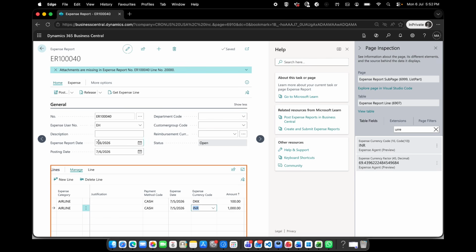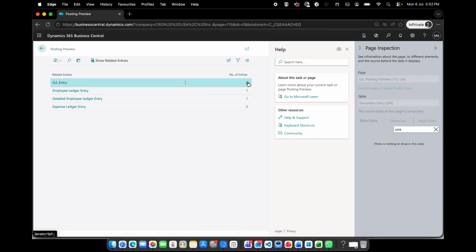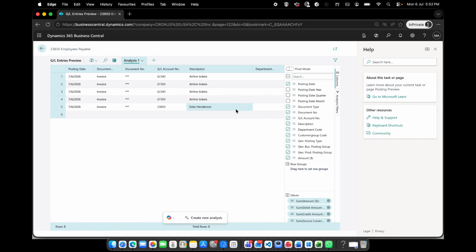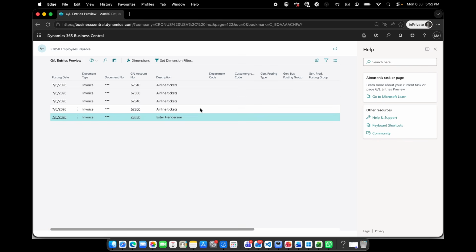Now the thing is that the posting date of my header is 7/6. So at the time of posting, every time I post something, the expense should be paid to the employee based on the expense date. But for my ledger, I still have to make my accounting based on my posting date, which is today. So let's see what happens now. It's going to be interesting, I guess. Okay. So let's see this way.